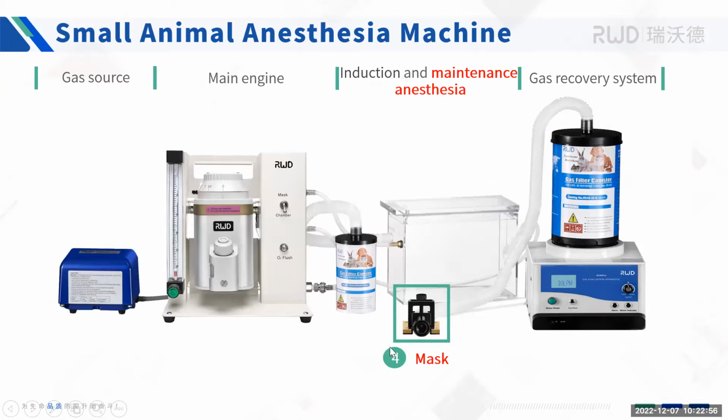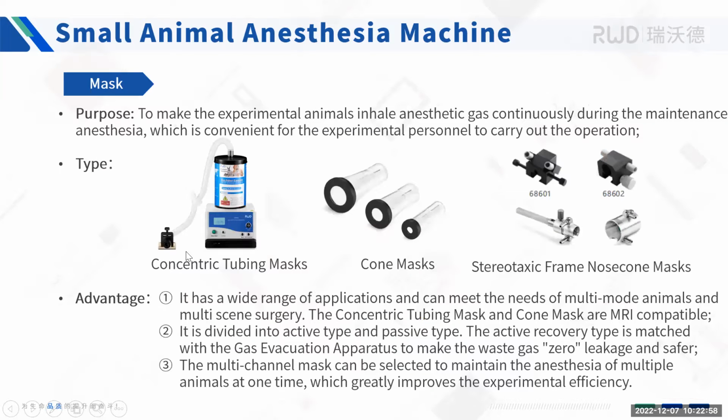And this is the mask. You can see we have several types of masks, and each type has a different size to match mice or rats. And I will talk about the difference between these two types when we finish the introduction of the gas recovery system.